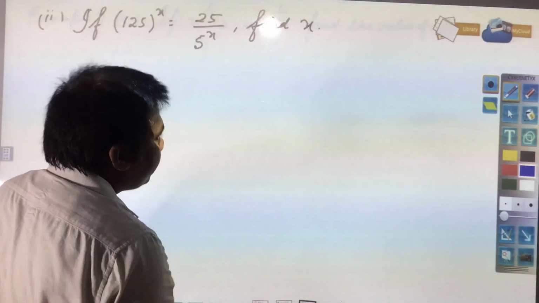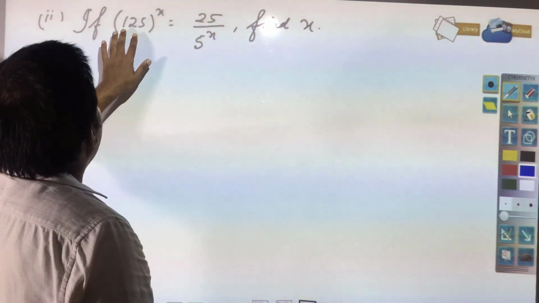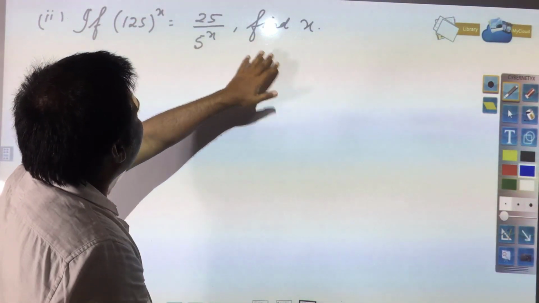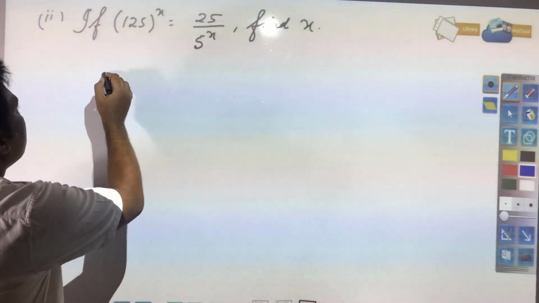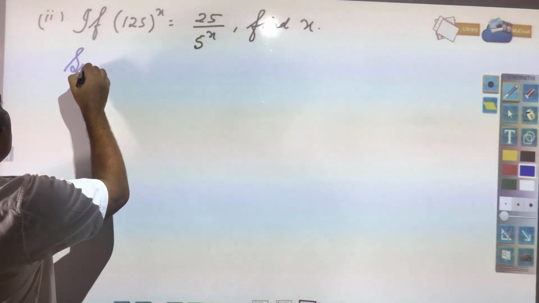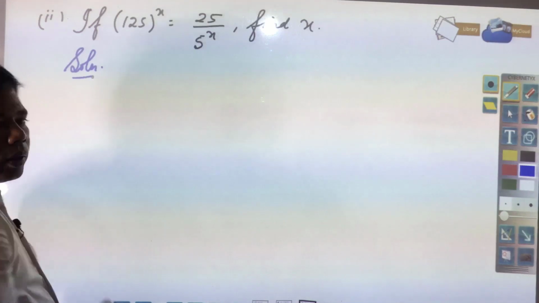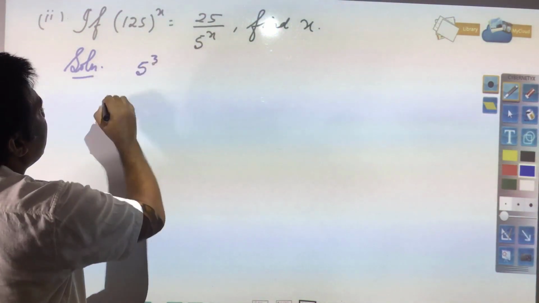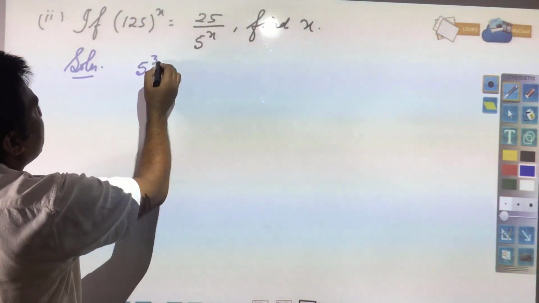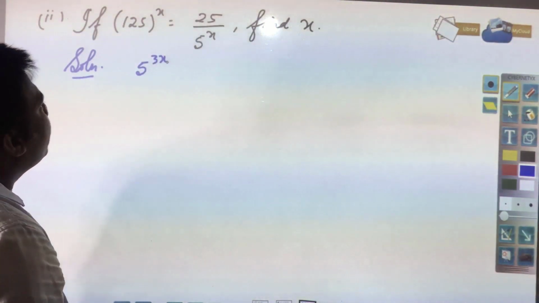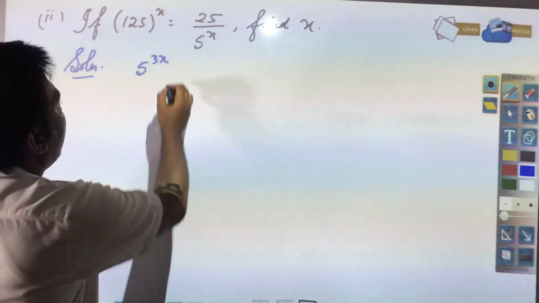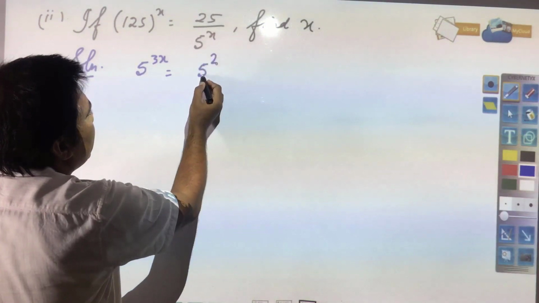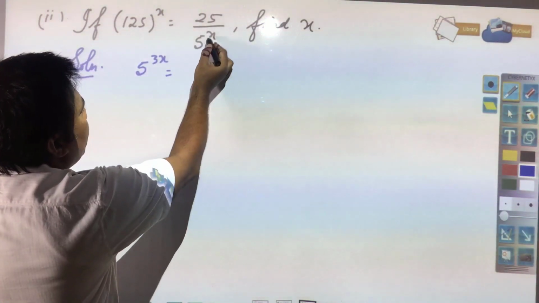Next we will see, if 125 to the power x is equal to 25 by 5 to the power x, find x. How we will solve this question? You see, 125 can be written as 5 to the power 3, so 5 to the power 3x, and that is equal to 5 to the power 2. This 25 we have written 5 to the power 2, and 5 to the power x you have.